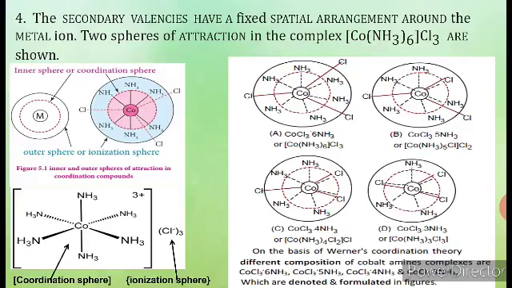How these are represented in the diagram, you can see over here. In the coordination sphere or inner sphere, cobalt attached with 6 ammonia molecules is shown, and 3 chloride ions are present outside the coordination sphere, that is, in the outer sphere, the ionization sphere.